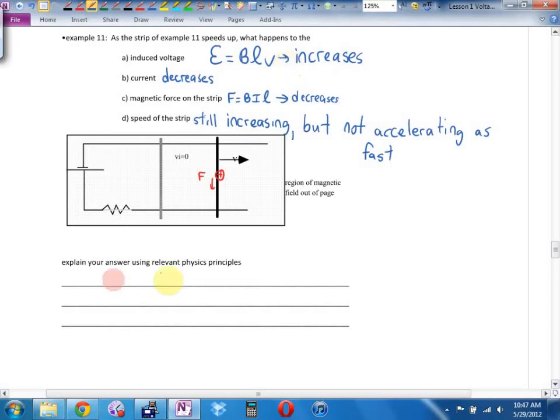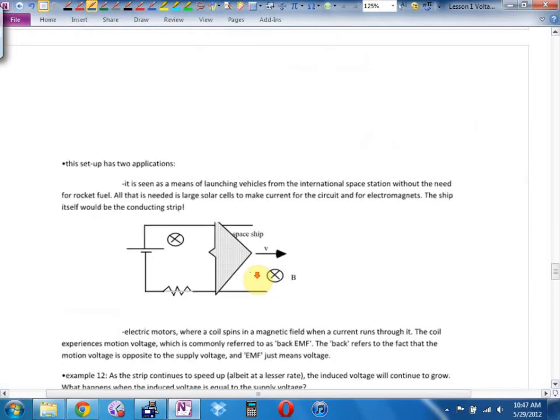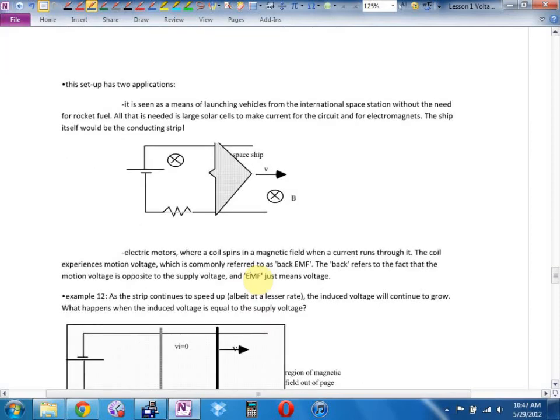It says, explain your answer using relevant physics principles we just did. Some neat applications. The first has been proposed as a potential space station launching system. So you could launch vehicles from the International Space Station without the need for rocket fuel. Oh, that'd be cool. How? Well, you have large solar cells to make the current. So instead of a battery here, think you're running it off those great big huge solar cells that the space station has.